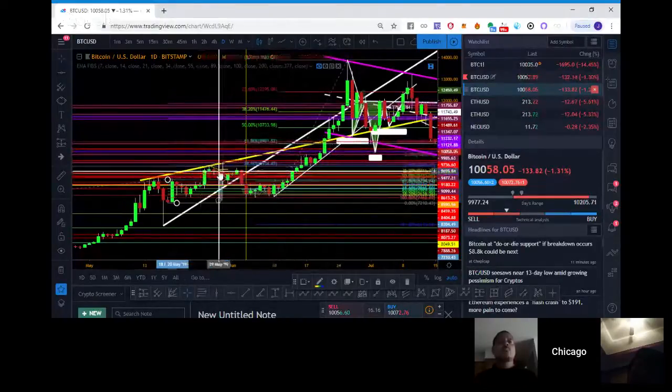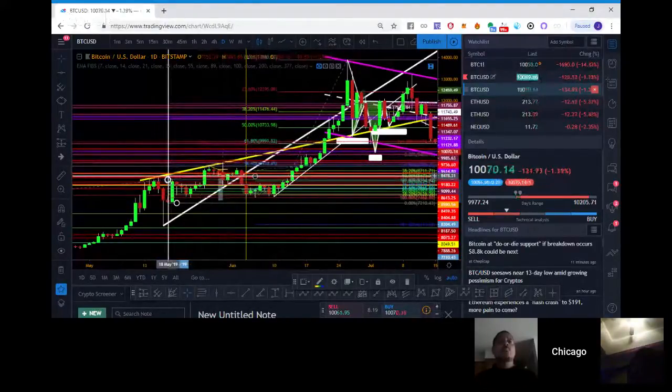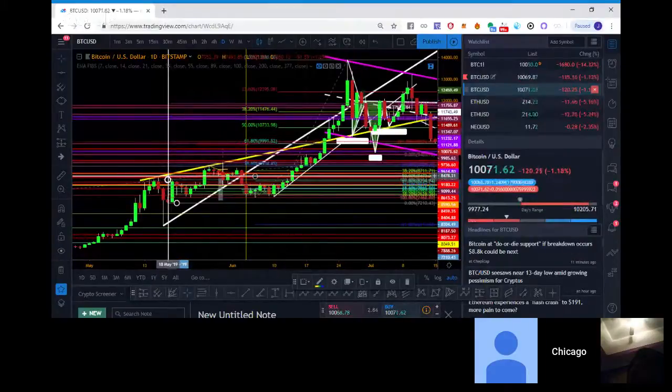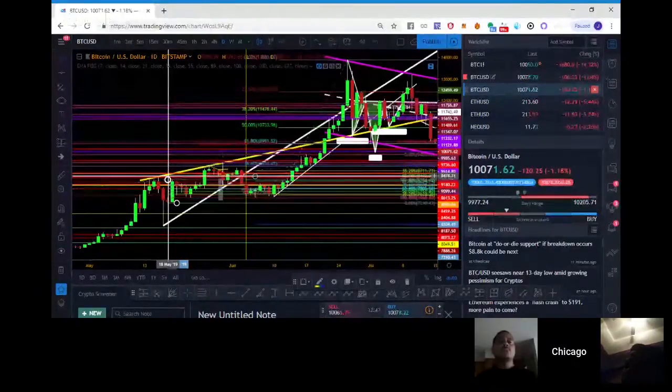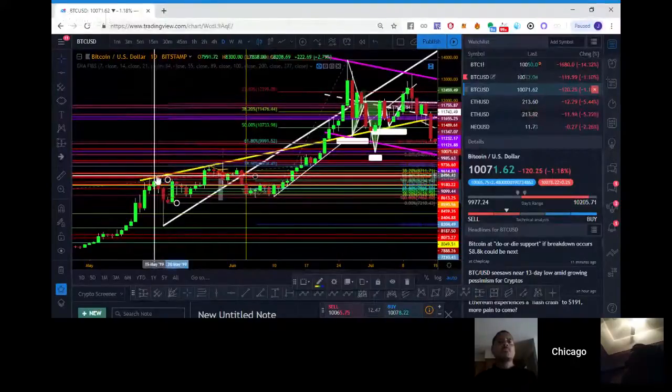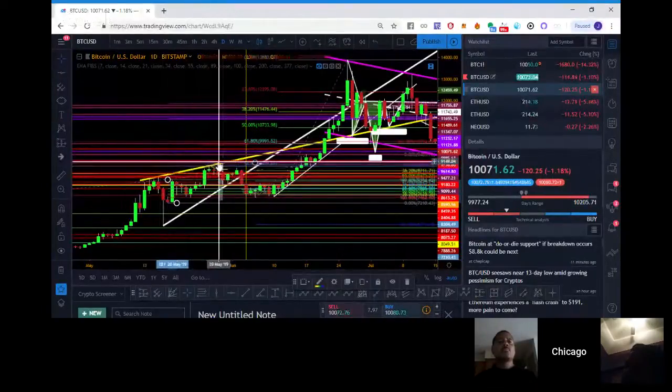Now, remember, this was resistance. And always remember this about support and resistance: support and resistance is one and the same, just in different time frames. Always remember that. You might want to write that down. Support and resistance is just the same, just in different time frames. It's the same line. There's no difference. This same line is resistance right here.